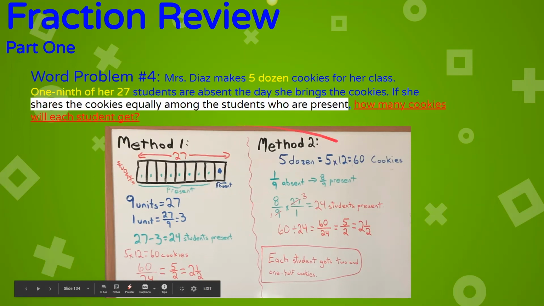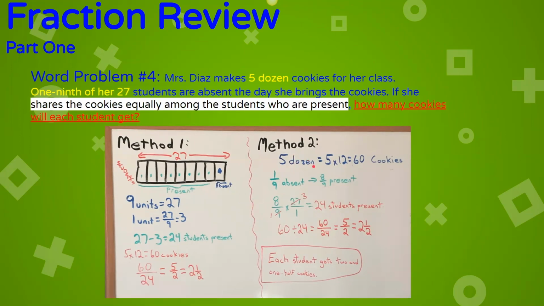So when we do that, we wind up with a fraction. It looks something like 60 divided by 24, 60 24ths. We can simplify that to 5 over 2, and then we can change it to a mixed number, 2 1/2. So that tells us that 2 1/2 cookies were going to be available for each student. We can compare that now to the second method that I used.